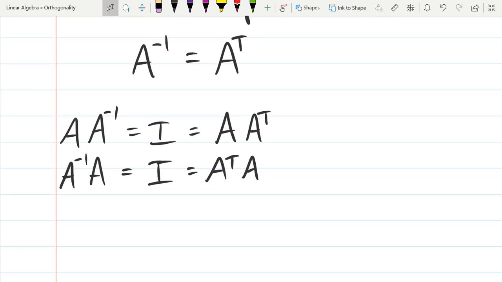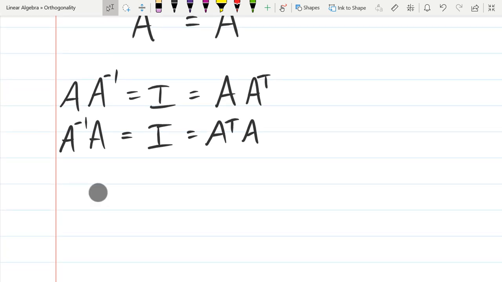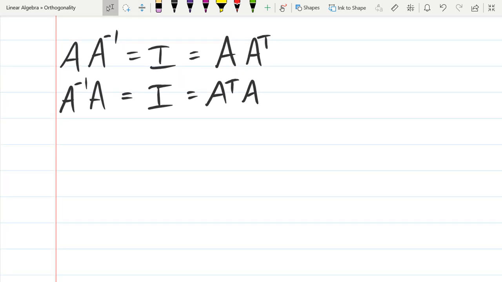So again, it doesn't mean matrices commute, just means these particular two matrices, you get the identity if you multiply them either order. All right, so we're going to check if a matrix is orthogonal.